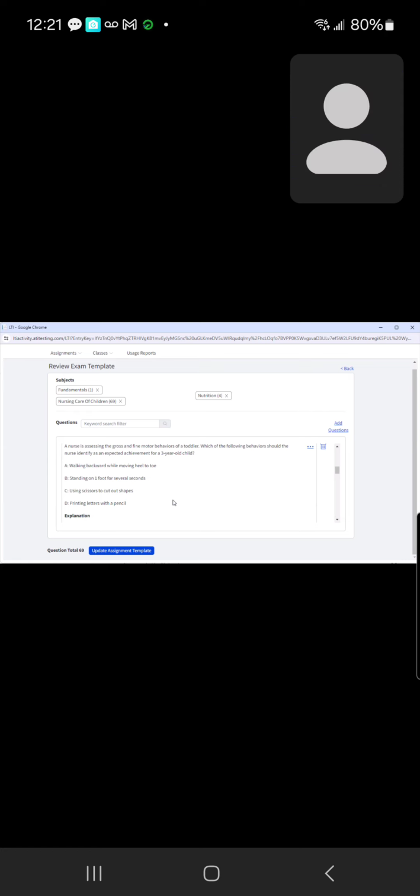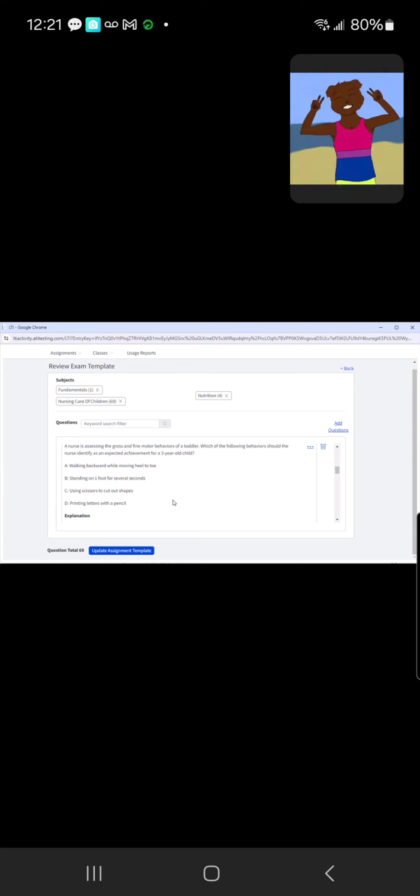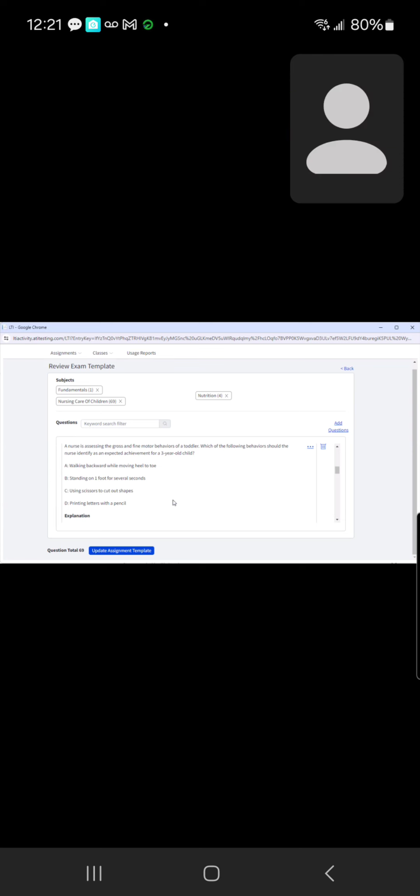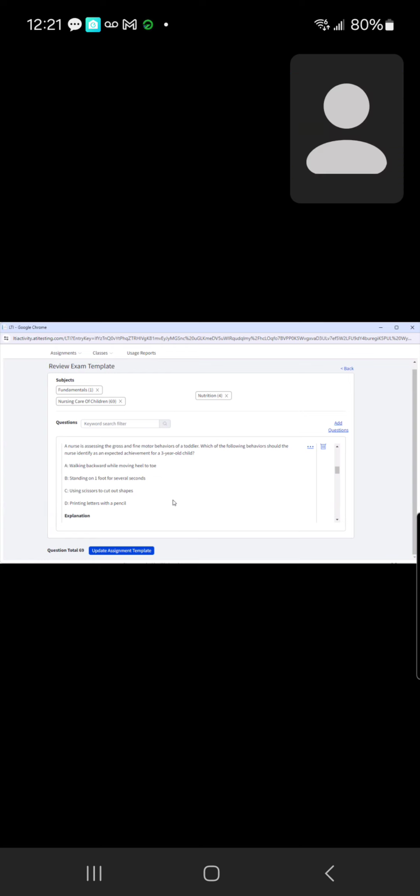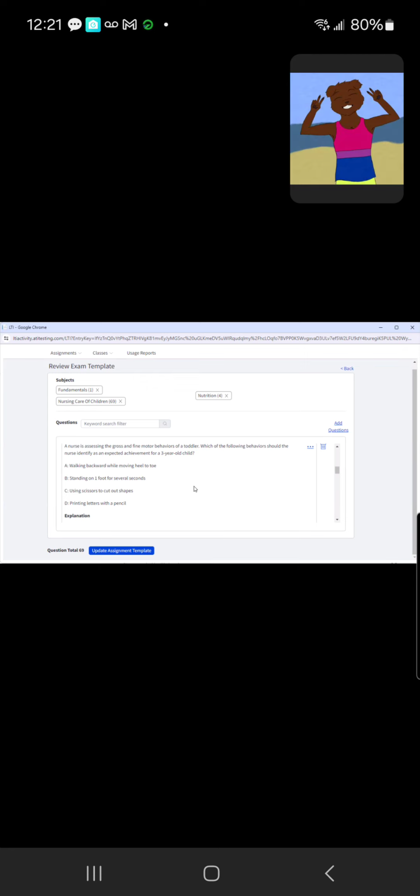Can they move backwards, moving heel to toe? I'm going to say B, standing on one foot for several seconds. How about using scissors? No. And don't read into this question what kind of scissors. You don't have the coordination for that yet.